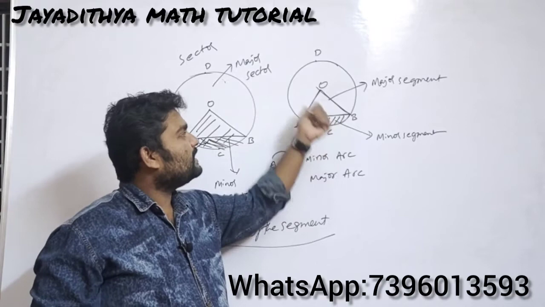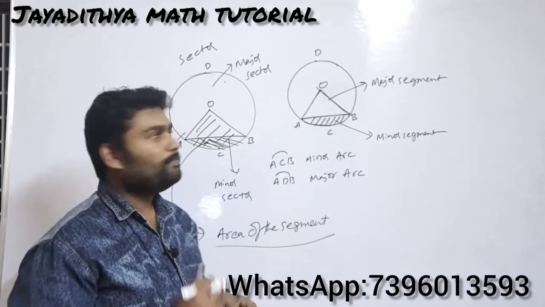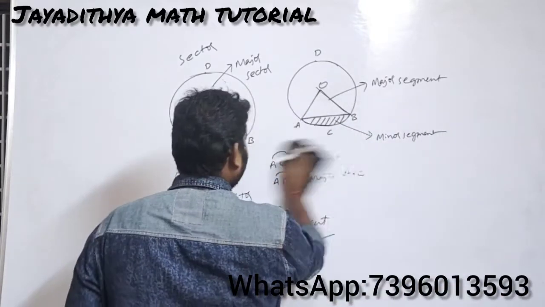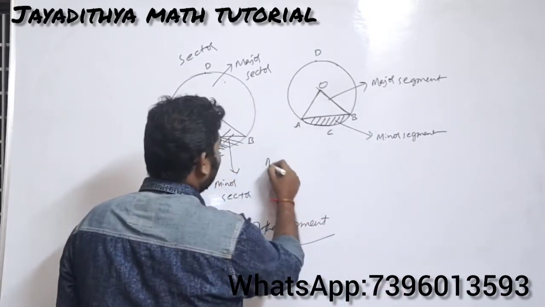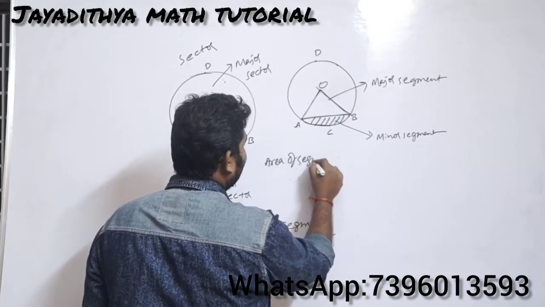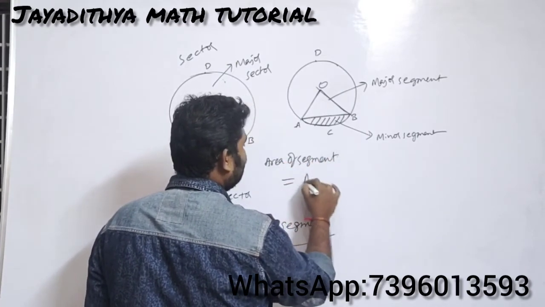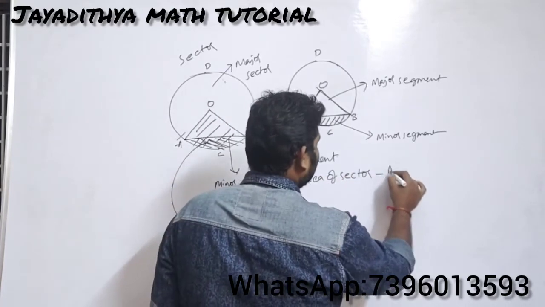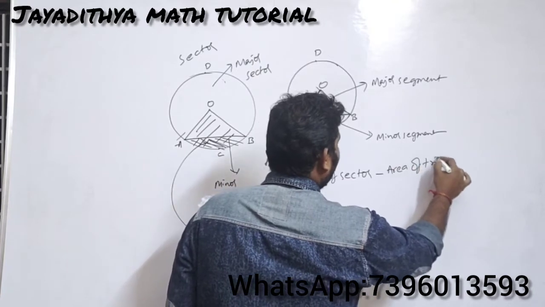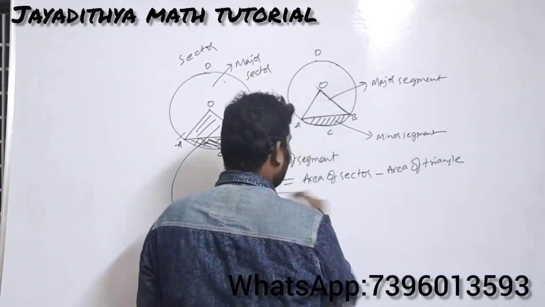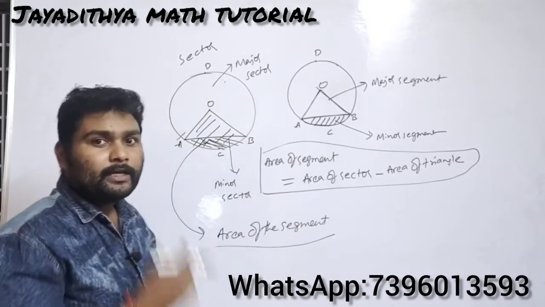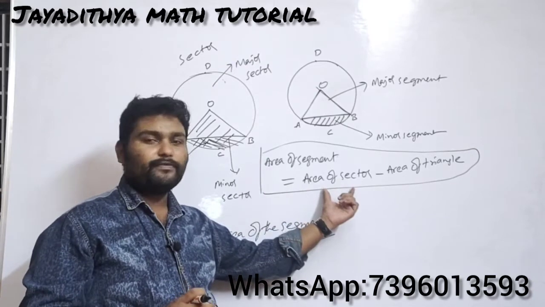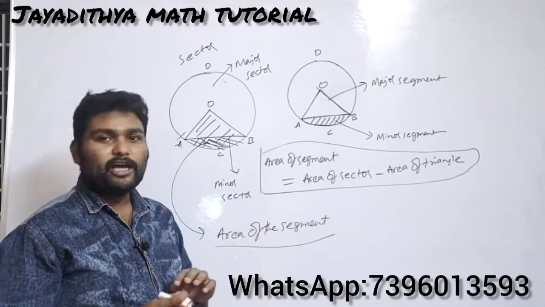If from the area of the sector you subtract the area of the triangle, let me write here. The area of the segment is equal to the area of the sector minus the area of the triangle. So this will be the formula to find the area of the segment. Clear? Every time you need to find the area of the sector, and from that you need to subtract the area of the triangle.